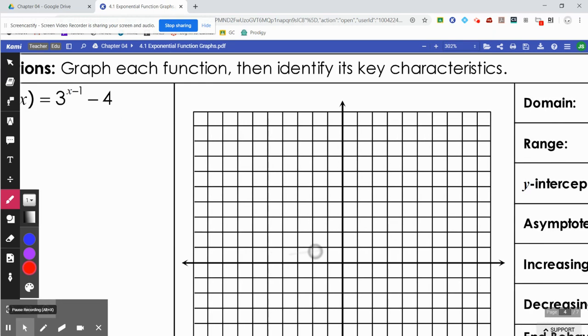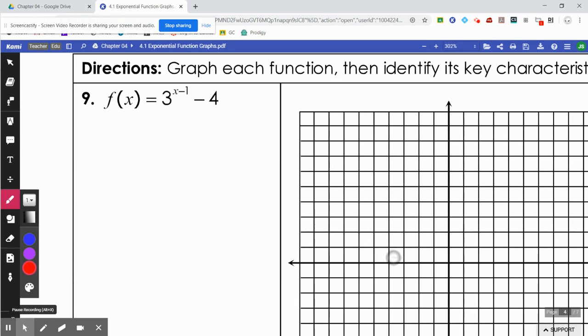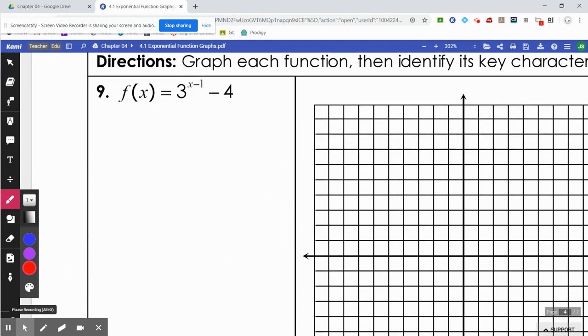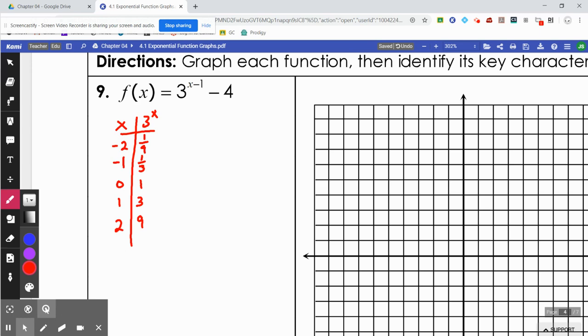Okay, number 9. The next part says graph each function, then identify the key characteristics. Now, I'm going to show you how to graph this, and you don't have to do it this way. You could do a t-table, and you could actually plug in stuff and perform all these operations. I'm actually going to graph the parent function, 3 to the x power. I'm going to plug in my values here, and that's what I get.